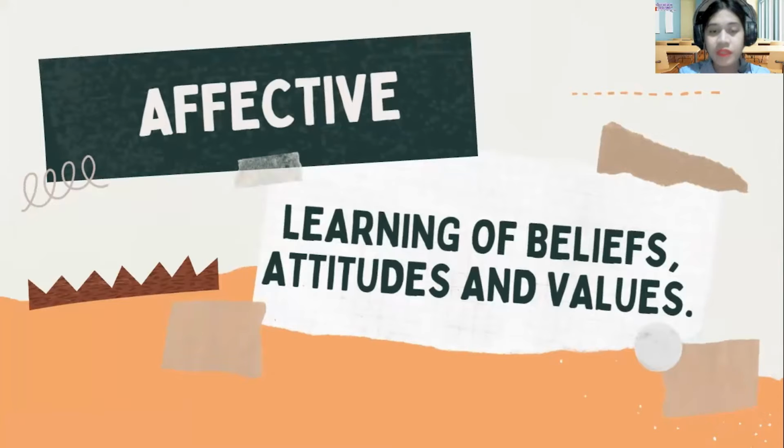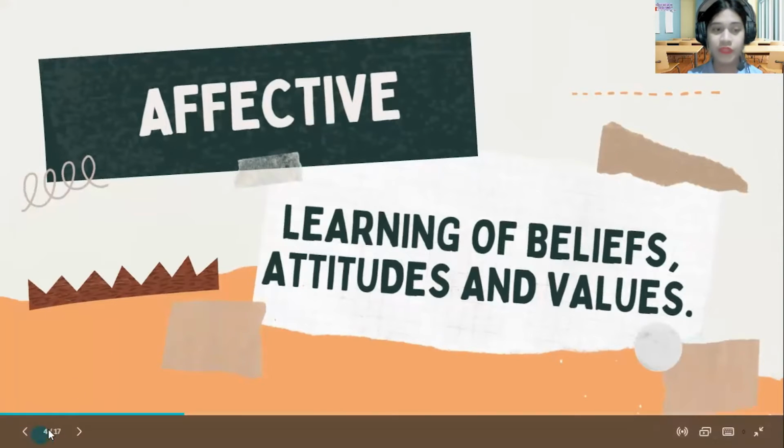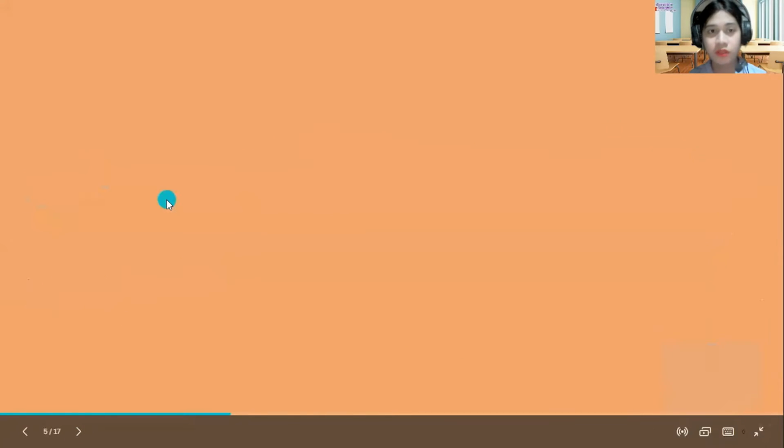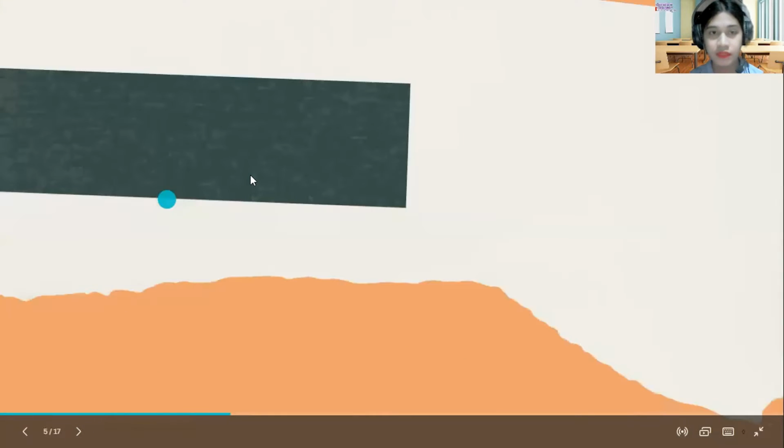Affective is the learning of beliefs, attitudes, and values. The affective domain involves our feelings, emotions, and attitudes. This domain includes the manner in which we deal with things emotionally, such as feelings, values, appreciation, enthusiasms, motivations, and attitudes. For the next slide, we have, of course, the psychomotor domain.